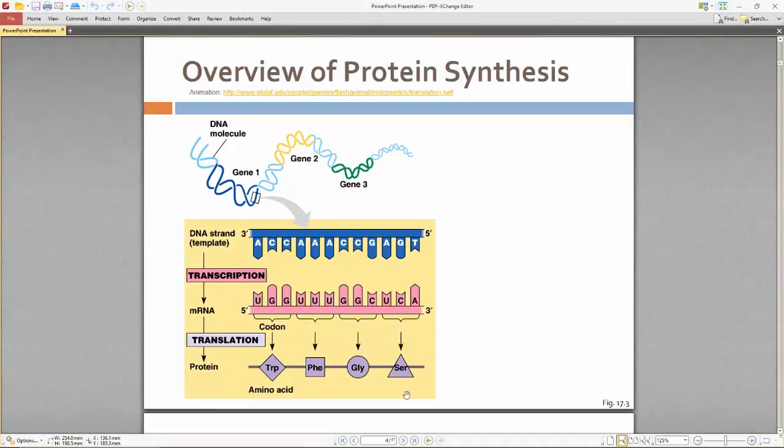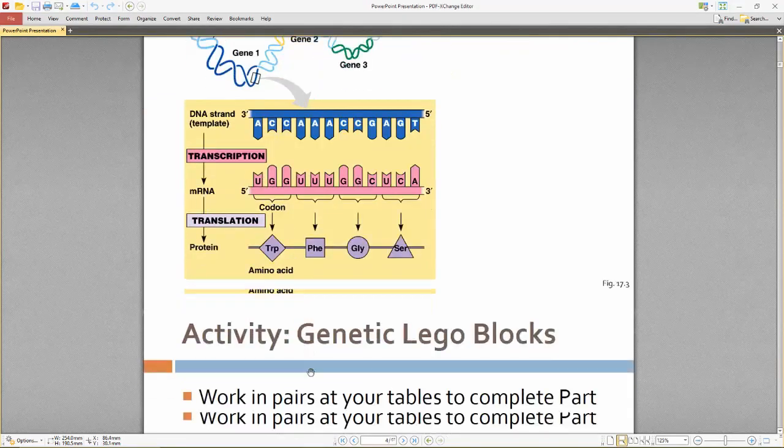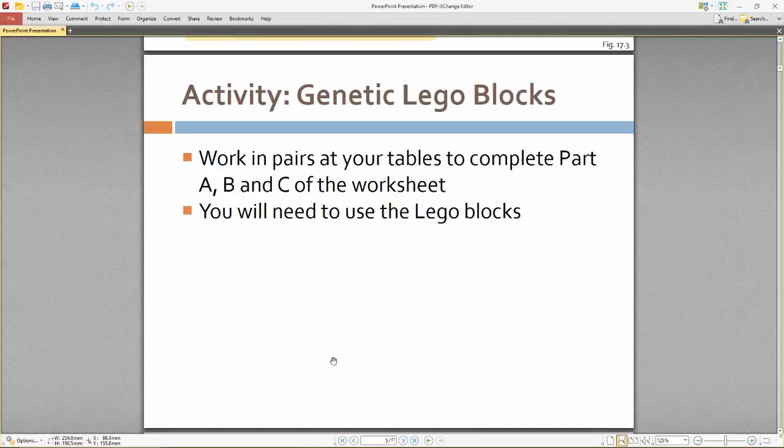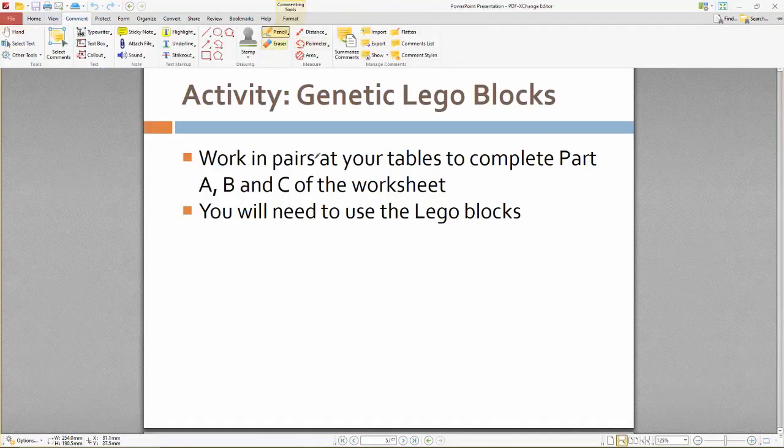Okay, another quick overview. Normally if you guys were in class, you would have an activity that would basically introduce you to this whole translation idea.